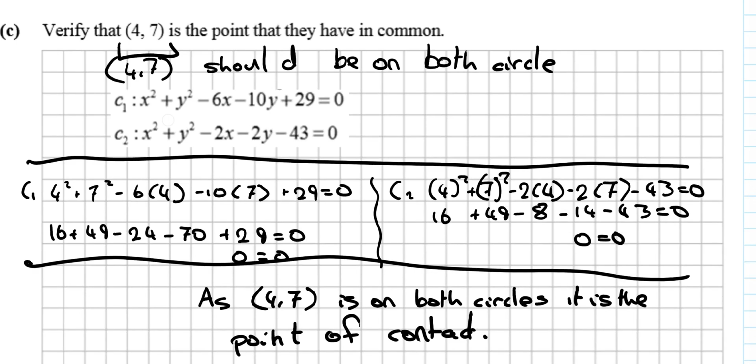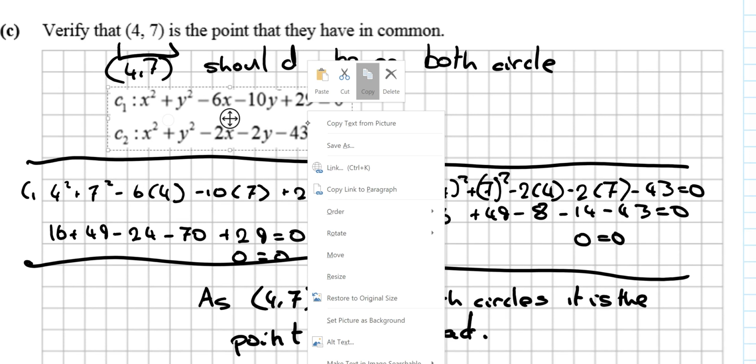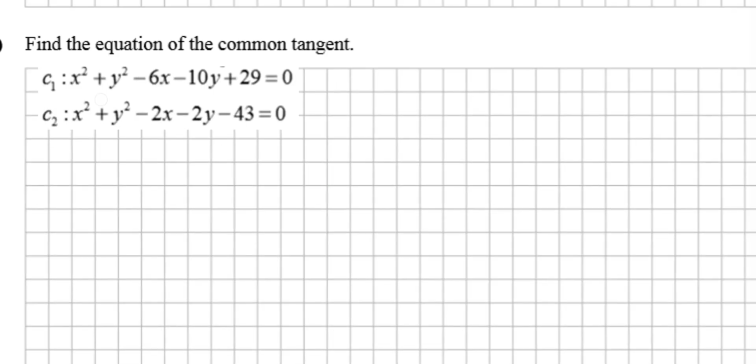Both circles are here. I'm going to copy that and bring it down. So to actually find the equation of the common tangent, it's easiest to just take the circles away from each other. So multiply the second one by minus 1, and it changes them all. So x squared minus x squared is 0, y squared minus y squared is 0, minus 6x plus 2x is minus 4x. Minus 10y plus 2y is minus 8y. 29 plus 43 is 72. So plus 72 is equal to 0. Minus 4x minus 8y plus 72 equals 0.